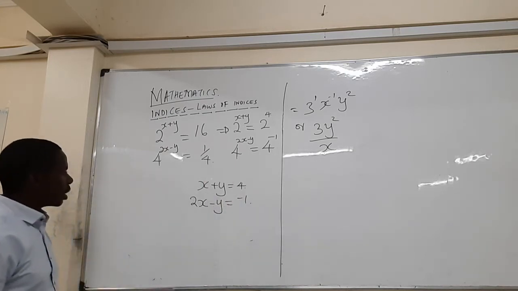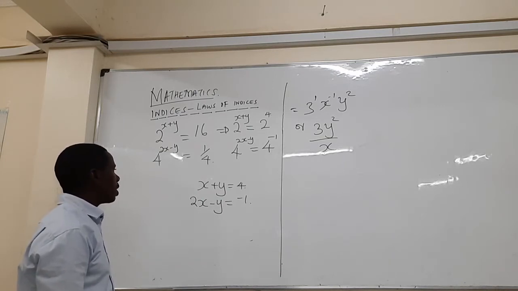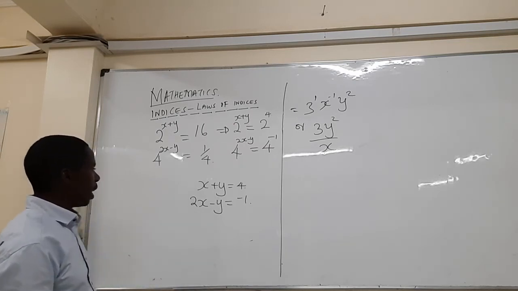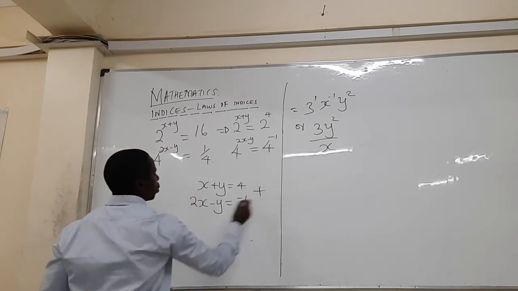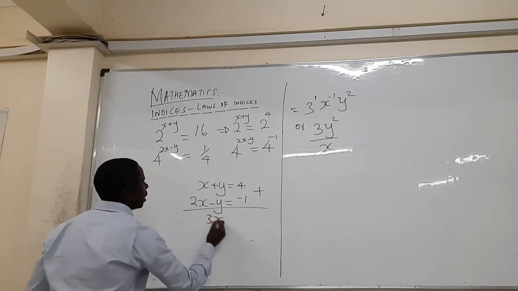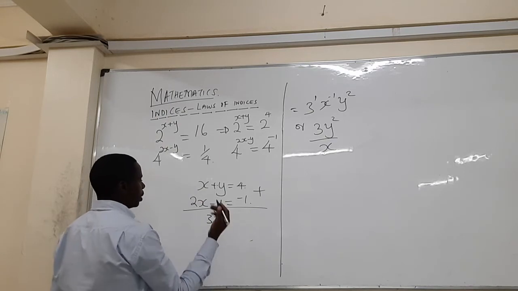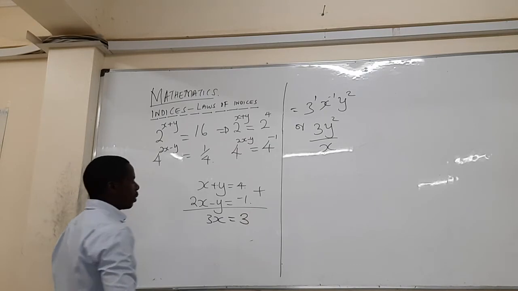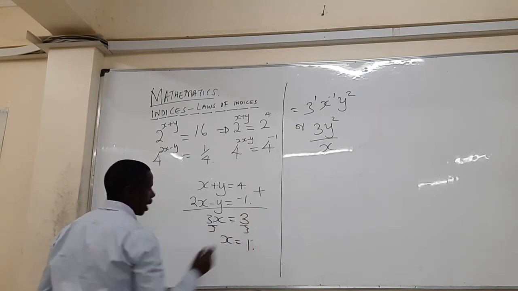So we've got a simultaneous equation here, and we can solve it using various methods. The simplest of all here is elimination. You can eliminate y by adding the two equations. So x plus 2x gives 3x, then y minus y is 0. We eliminate that y, and then 4 plus minus 1 is positive 3. Then we divide by 3 on both sides and get x is equal to 1.